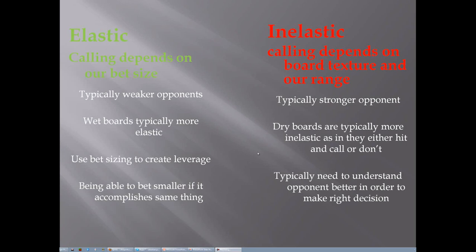Before we determine whether our villain's calling range is elastic or inelastic, first we need to define the terms. If our opponent's call depends on our bet size, they have an elastic calling range. An example of this would be if an opponent calls a flop bet of less than 60% with any piece, but over 60% they only call with top pair or better. Their calling range would be considered elastic. If their calling range depends on the board texture and our range, their calling range would be considered inelastic. Typically, weaker opponents have elastic calling ranges.